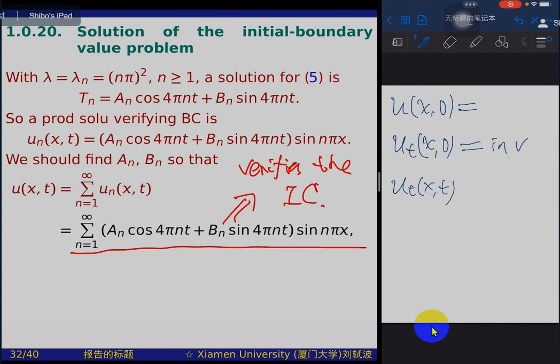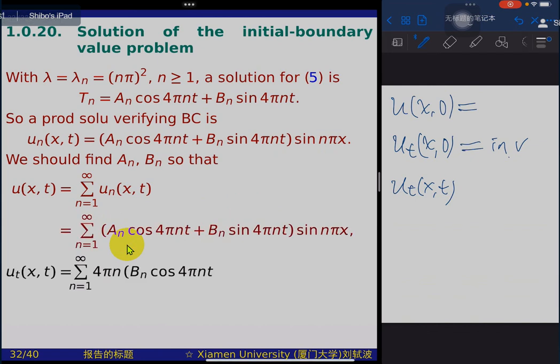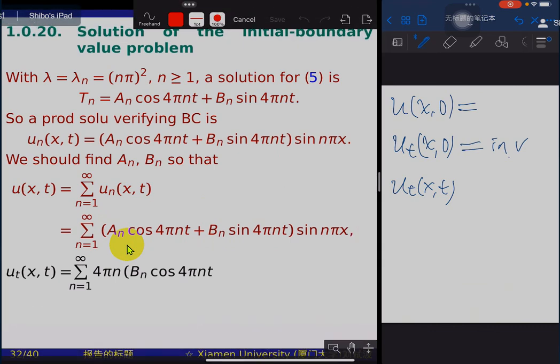So in the expression of u given here, we take the derivative with respect to t. The left hand side is u_t, which is what we want. For the right hand side, you compute the derivative with respect to t of this series. We assume that you can switch the order of derivative and summation. If you switch the order, your derivative is taken inside. But the last term here, sine, does not depend on t.